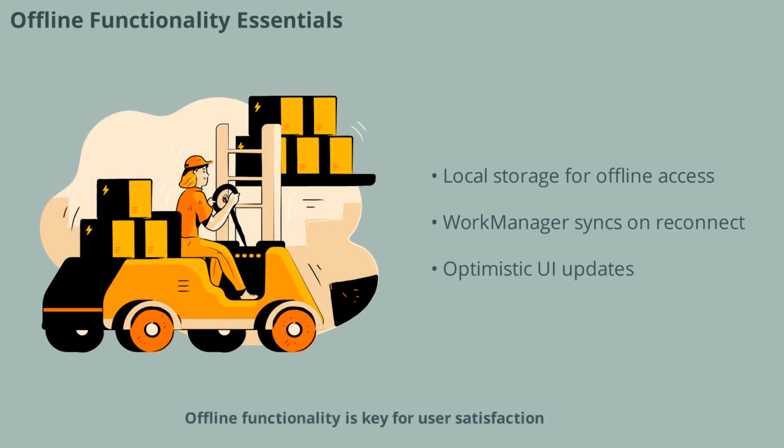Offline functionality is key for user satisfaction, especially in areas with poor connectivity. Store essential data locally using Room or SQLite, and sync with the server when the device reconnects using WorkManager. Notify users when offline and provide feedback on available data. Optimistic UI updates let users see changes immediately, syncing them in the background. These techniques keep your app responsive and functional, even without network access.